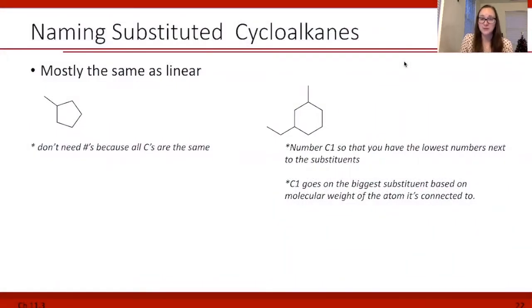So in our last video, we learned how to name substituted alkanes that were linear, but now we also need to learn how to name substituted cycloalkanes. This is overall very similar to linear. For example, this first molecule here, all we're going to do is put our base carbon name. Our base carbon name would be cyclopentane, because we have 1, 2, 3, 4, 5 carbons. So we have cyclopentane.